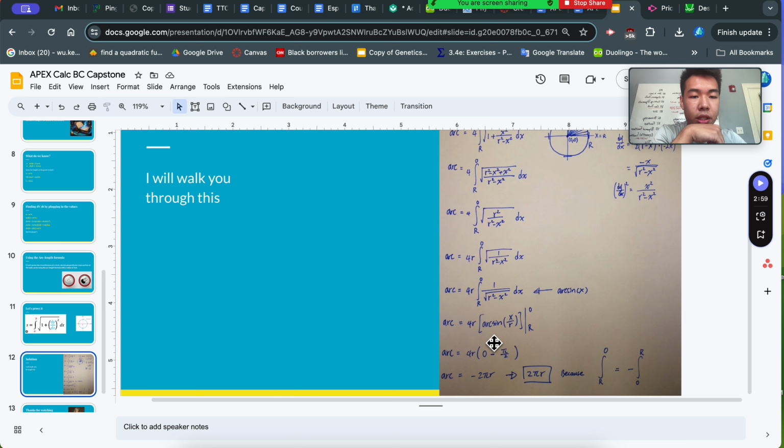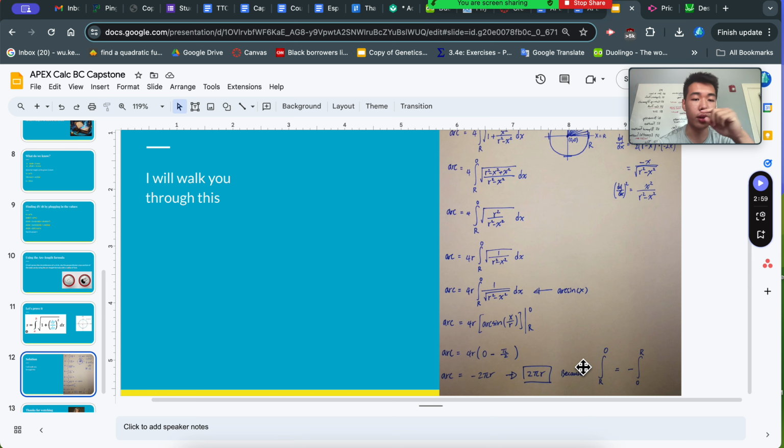Upper minus lower. So arc sine of 0 is 0, and arc sine of r over r, which is the same as arc sine of 1, is pi over 2, because sine of pi over 2 is 1. Okay, so what we have left is arc length equals 4r times negative pi over 2, which gives us negative 2 pi r. But some of you are probably wondering, the circumference of the circle is 2 pi r, not negative 2 pi r, and you're indeed correct.